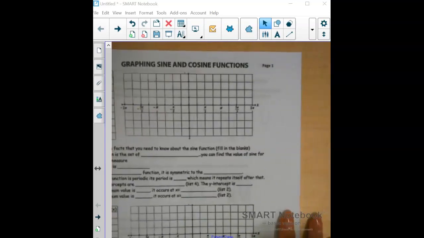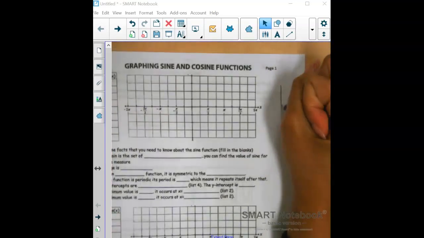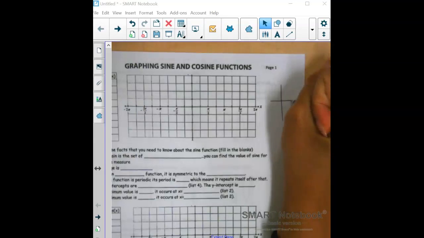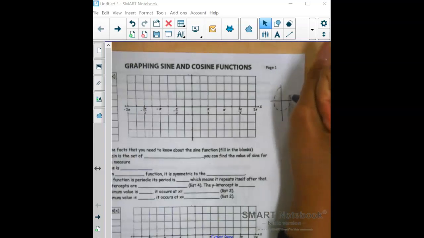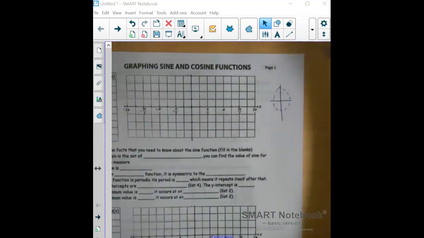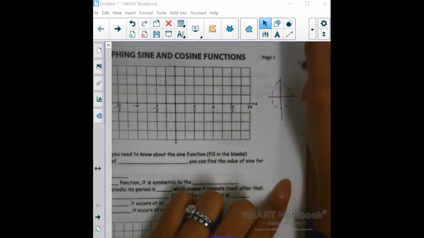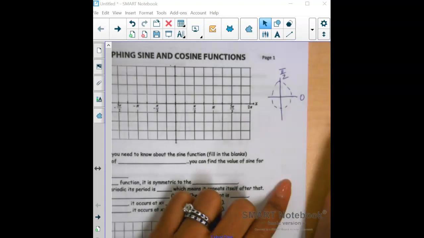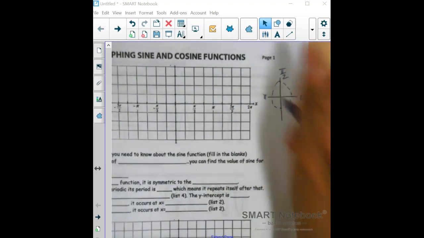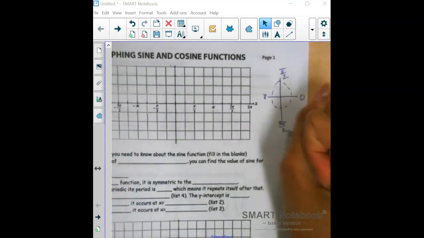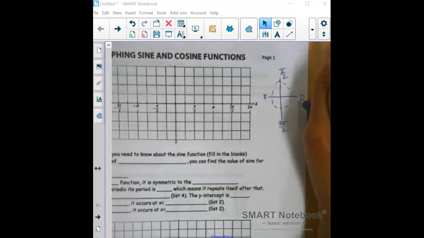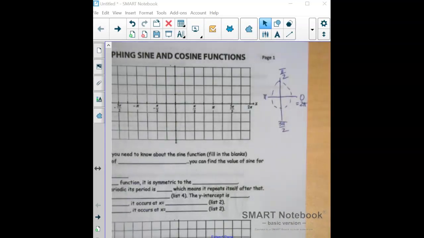So in this space that I have over here, I'm just going to create a unit circle. It's not going to be anything fancy. It's a little more like an egg, but I'm going to go ahead and label my unit circle. This is 0. This is pi over 2. This is pi. This is 3 pi over 2. And if you go all the way around in a counterclockwise motion, you'll get to 2 pi.